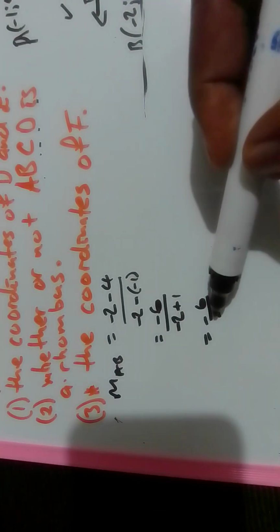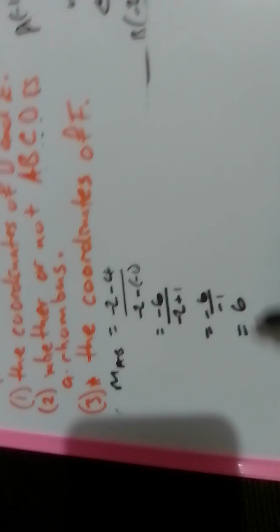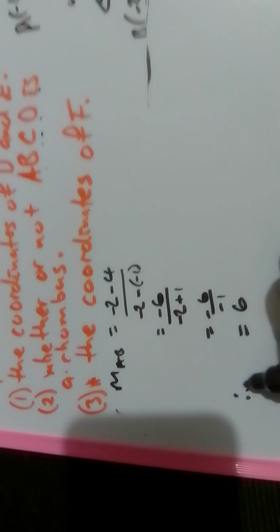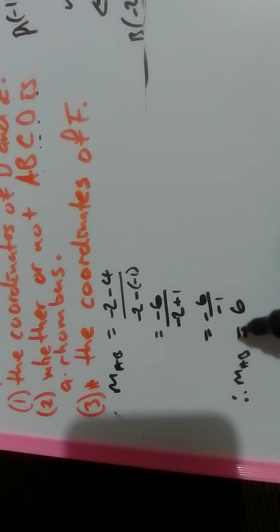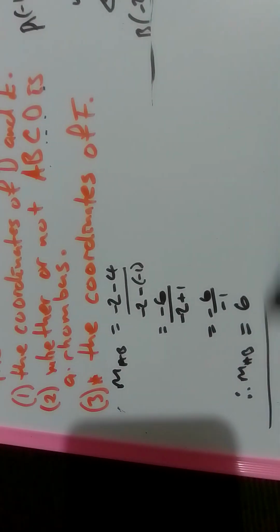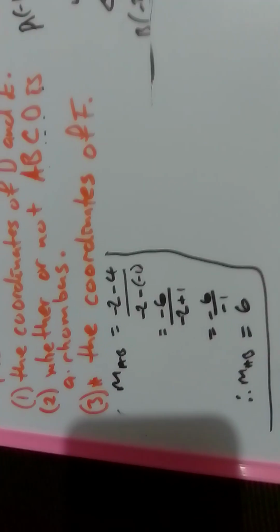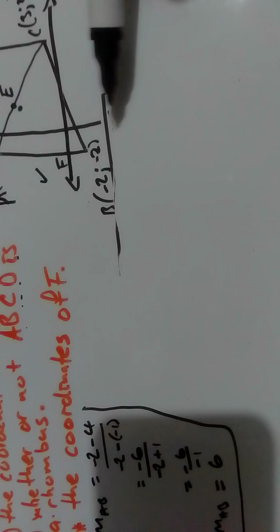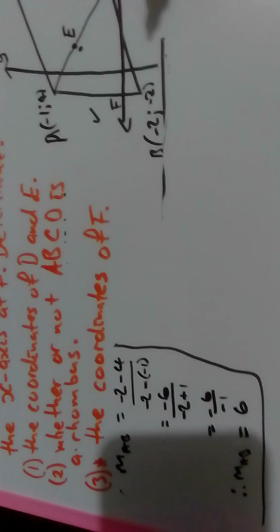And a negative divided by a negative gives us a positive. So 6 divided by 1 is equal to 6. Therefore, we conclude that the gradient for line AB is equal to 6. All right. Now, what was the purpose of finding the gradient? We need to determine the equation of this straight line.